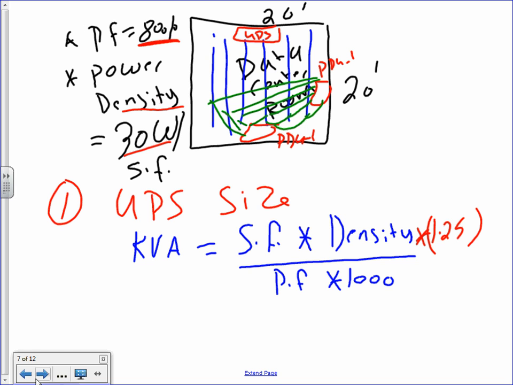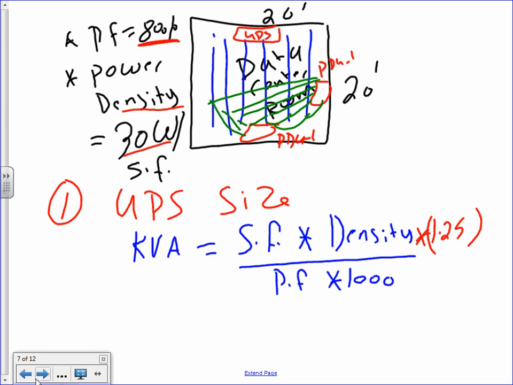So again, what you're looking at here is a room 20 by 20. Let's assume there are two PDUs in it with a UPS. The power factor is 80. I'm going to assume power density is 30 watts. And I need to size the UPS. The first and most important thing is to find the actual UPS size. The actual UPS size. Okay?